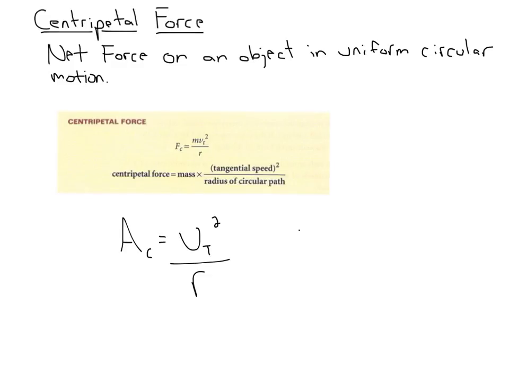Now, that's acceleration, but Newton's second law says the net force on an object is equal to m times the acceleration. So guess what the equation for centripetal force is? I just take my v squared over r, which is my acceleration, and I multiply it by mass. Again, Newton's laws rear their heads, and this time in a very helpful way. And this we'll do in a practice problem in the next video.